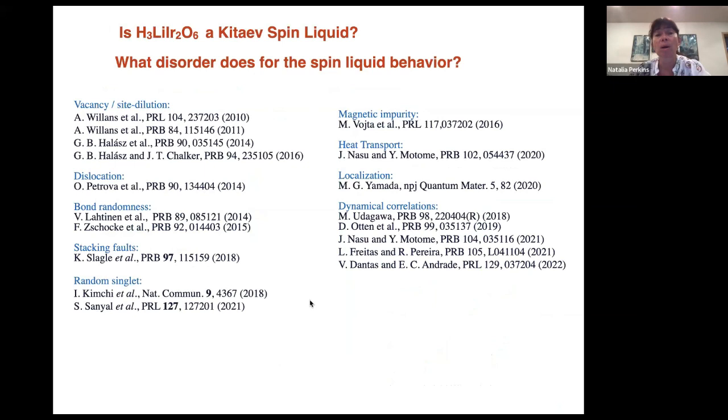Okay? But before I present our result, I want to say that there were many papers already devoted to this question, but the study of disorder in the Kitaev spin liquid actually started with papers in the group of Chalker. This is the PhD thesis of Andy Willems. And you see there are many different contributions. Perhaps I forgot some of them.